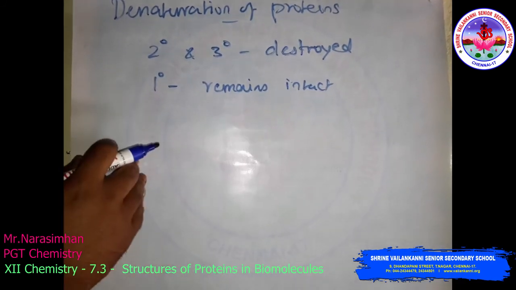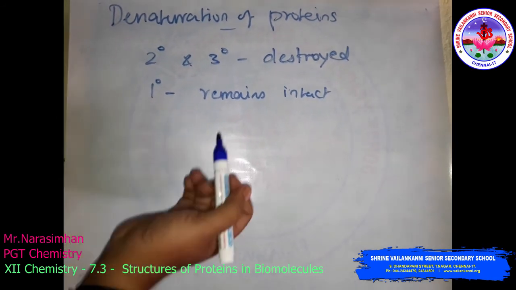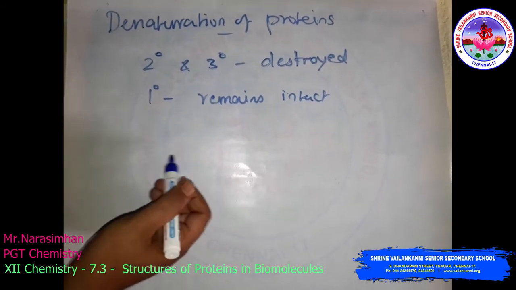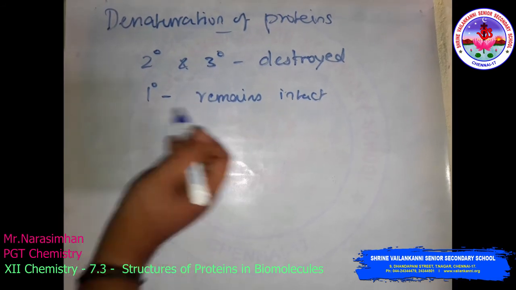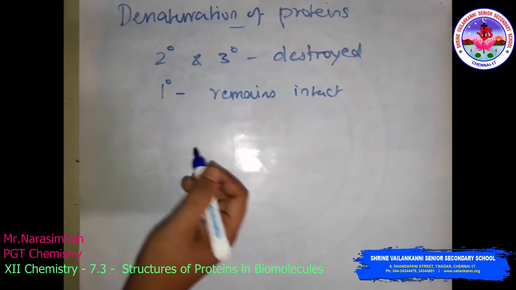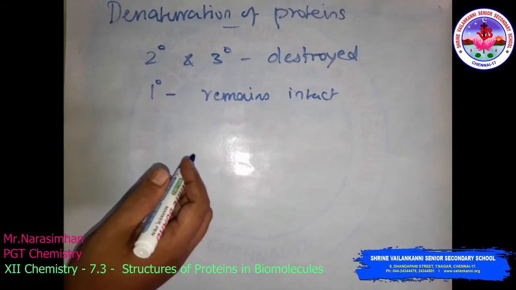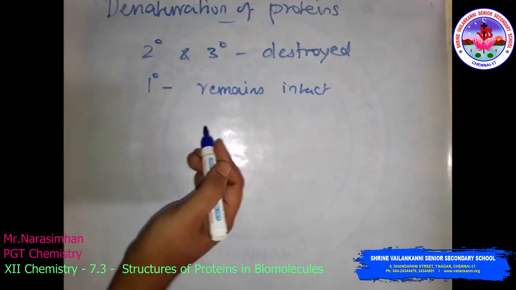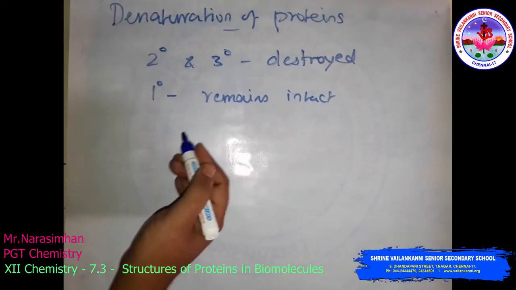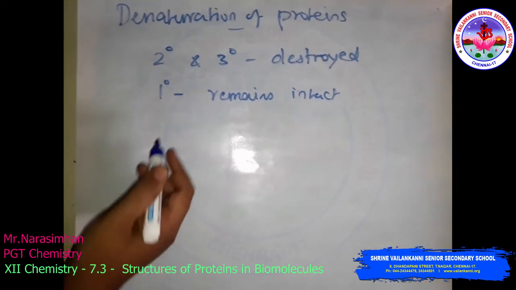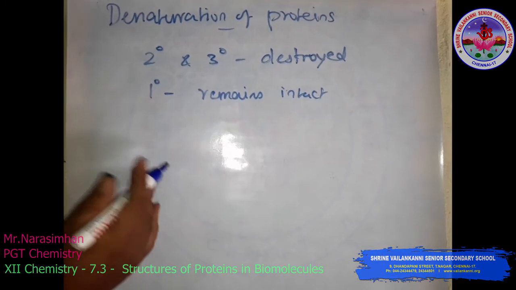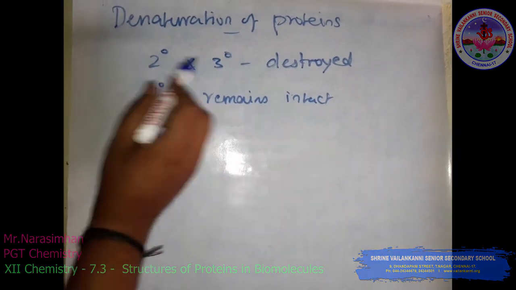Then the common examples: coagulation of egg. The egg white on boiling becomes a solid. Also the curdling of milk, which is caused by the formation of lactic acid by the bacteria present in the milk. So these are the common examples of denaturation of protein.